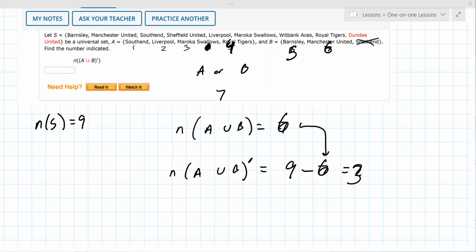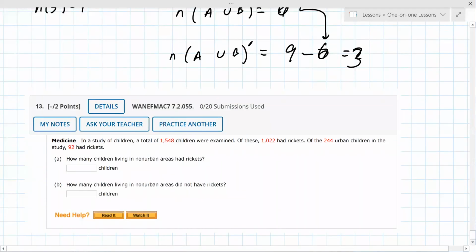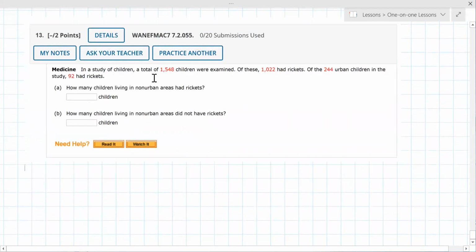All right, 13. Okay, in a study of children, a total of 1,548 were examined. 1,022 had rickets. Of 244 urban children in the study, 92 had rickets. How many children living in non-urban areas had rickets?